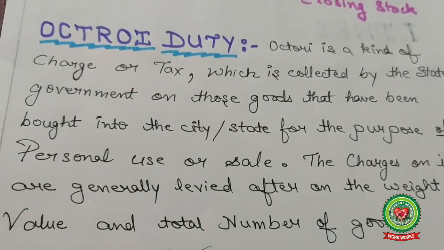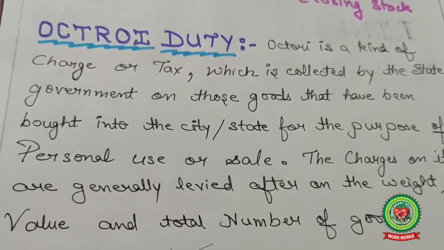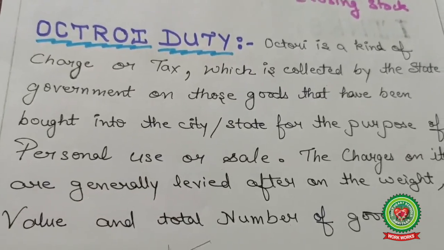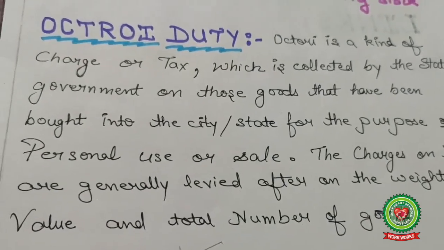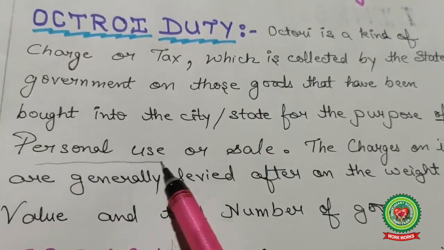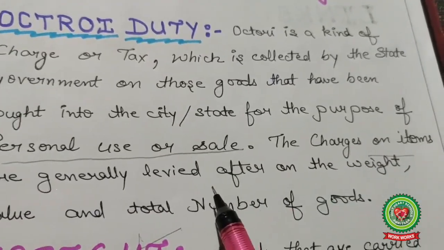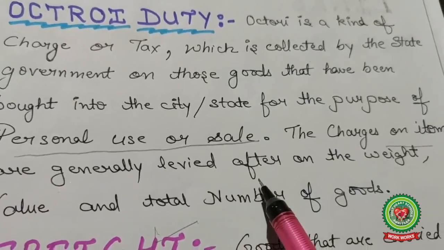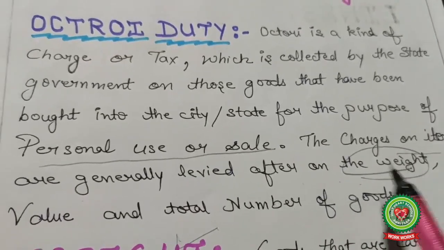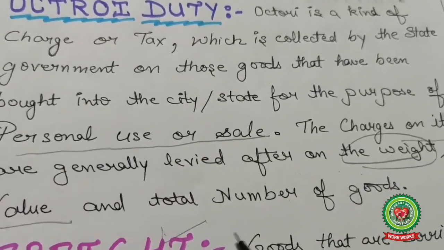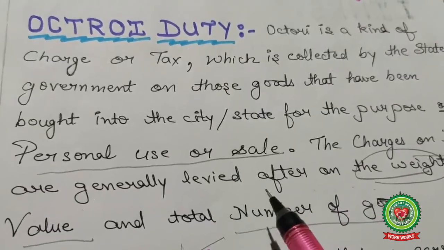Octroi is a kind of charge or tax which is collected by the state government on those goods that have been brought into the city or state for the purpose of personal use or resale. The charges on items are generally levied on weight. Firstly we consider weight, value, and total number of goods, and only then does the government impose duty.